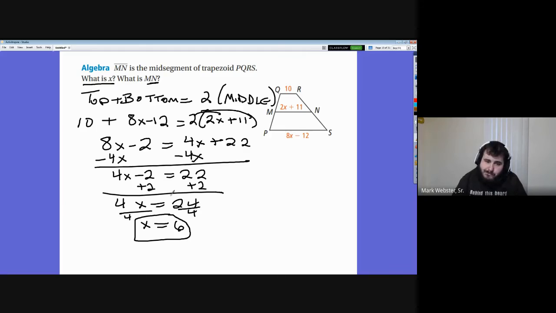So x is 6, well, 2x plus 11: 12 plus 11 better be 23. 8x minus 12, well, 8 times 6 is 48, minus 12. And if you check, 23 is halfway in between 10 and 36, right? 10 plus 36 is 46, divided by 2 is 23. So we know we did it right.